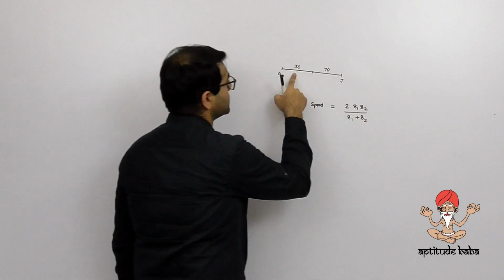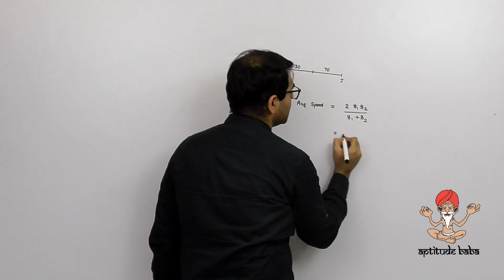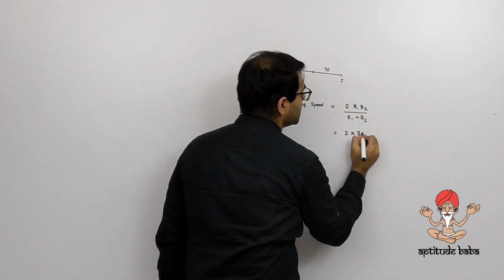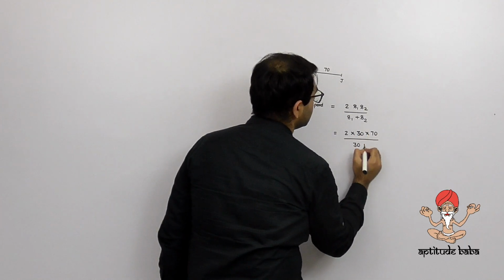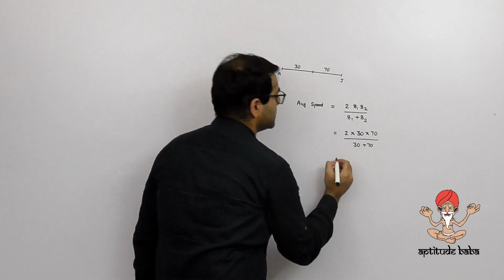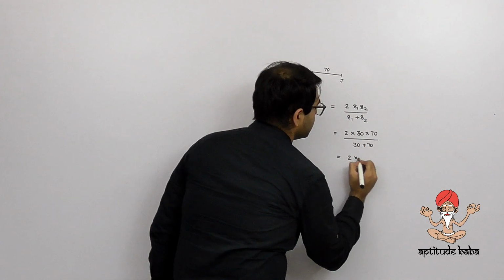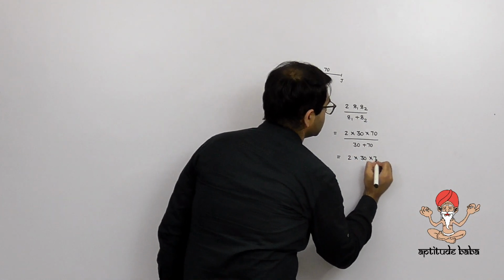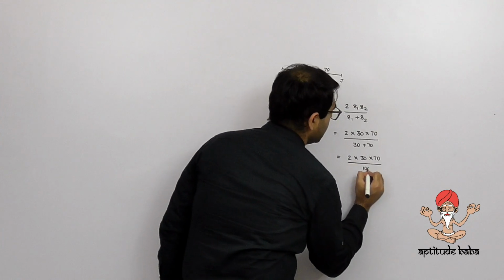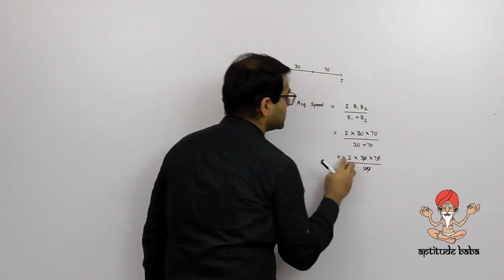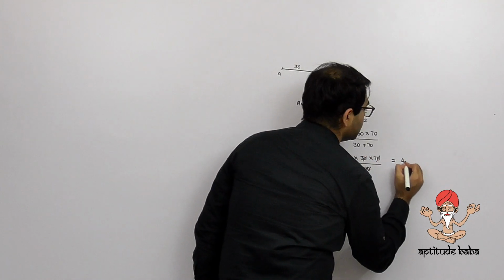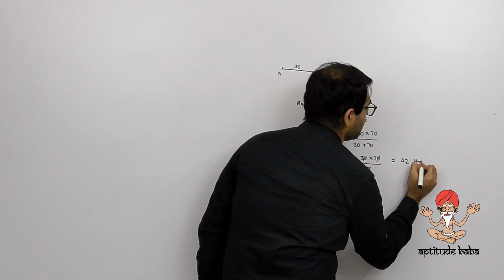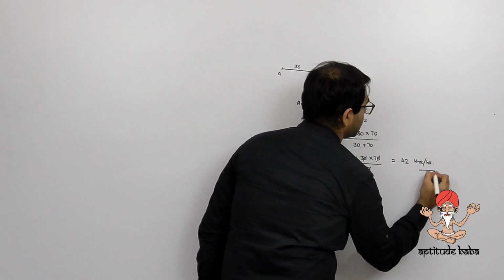Now, 30 was s1, 70 was s2. So can I say the average speed will be 2 into 30 into 70 divided by 30 plus 70. Now 30 plus 70 is 100. So the next step becomes 2 into 30 into 70 divided by 100, and I simply cancel out the two zeros. Now 2 3s are 6, 6 7s are 42. So the average speed for the journey ends up becoming 42 kilometers per hour.